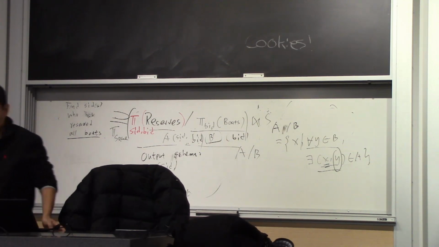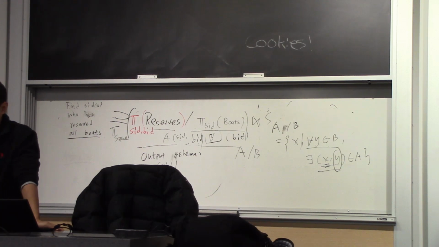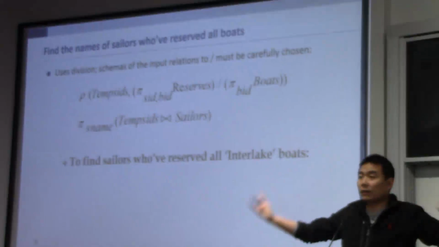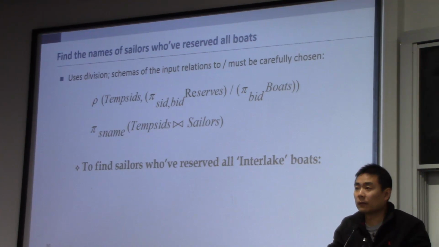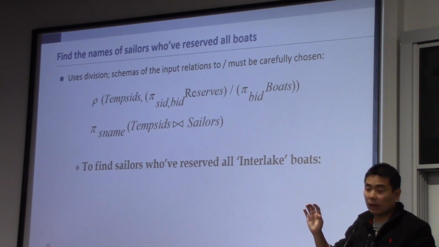Now, what about find the sailor who reserved all interlake boats? Interlake is a name, right? You could have multiple such boats named interlake. Okay, that makes sense. Here, I'm going to emphasize again.